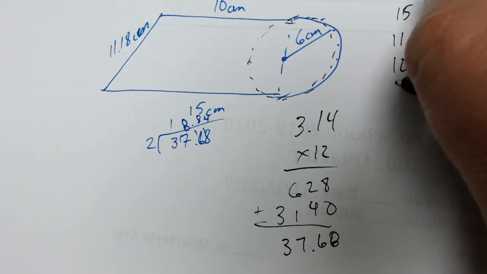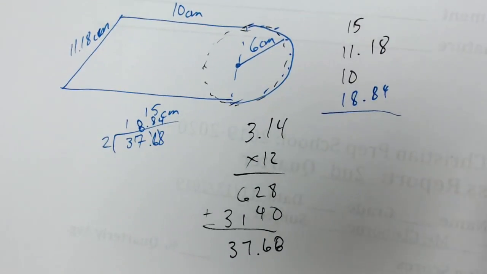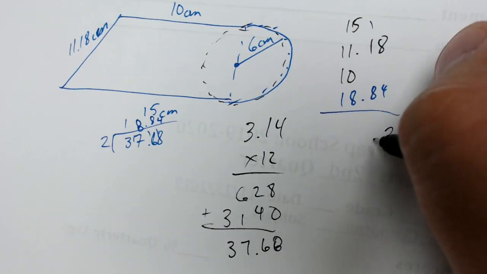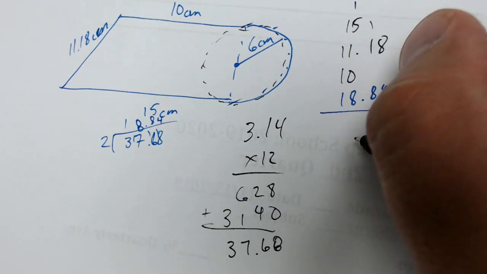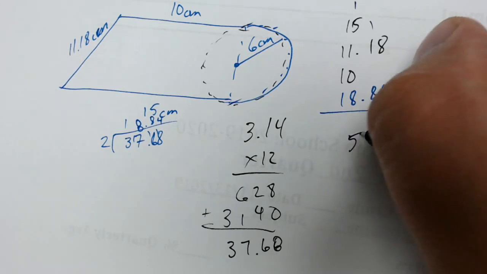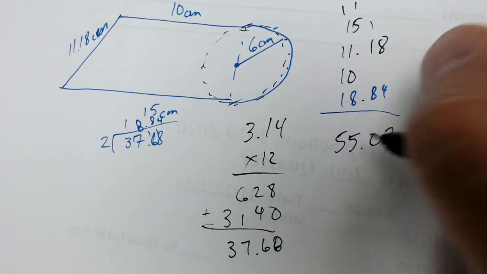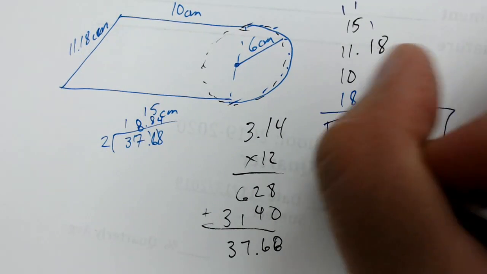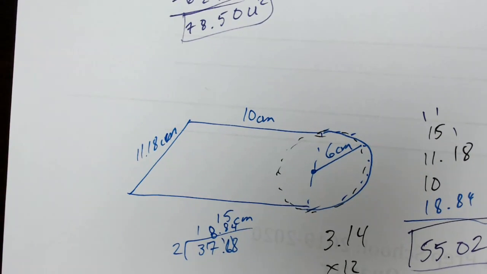So I add 18.84, and now I can find my true perimeter, which is 55.02 centimeters. That is my perimeter. All right, so that's how we calculate perimeters with semicircles. We'll do the last one. We'll go ahead and finish off with the area.